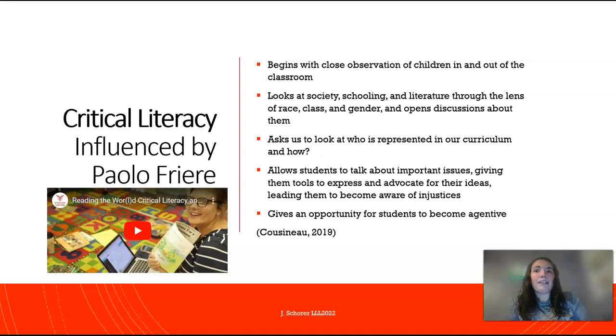It refers to the process of becoming aware of one's experiences relative to the power relations, which can be realized through reading and writing. Critical literacy gives students an opportunity to become agentive.